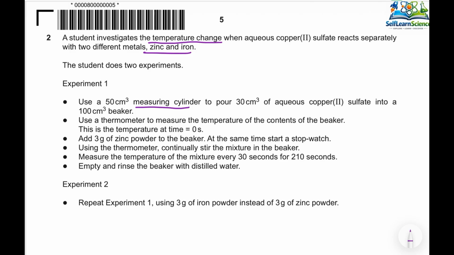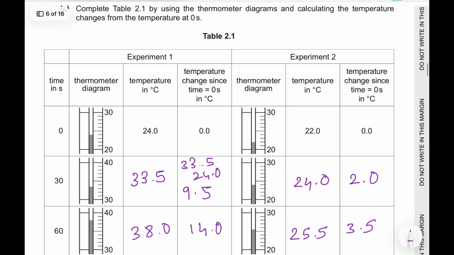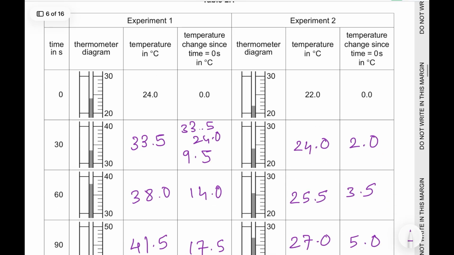You have to repeat the same experiment, but instead of zinc, next time you are going to take iron. We have to understand that they have used a measuring cylinder. We have to read the experiment properly and underline any values given, as we have to put the values in the table. Here the diagram of the thermometer is already given, from which we have to write the values.